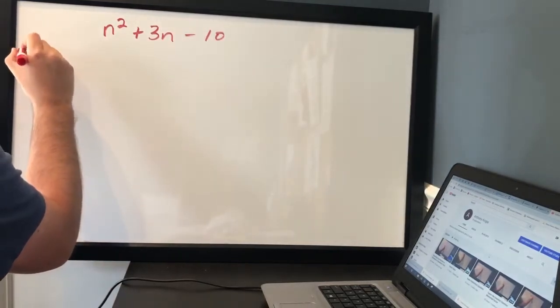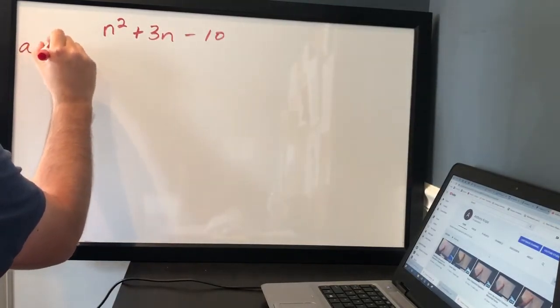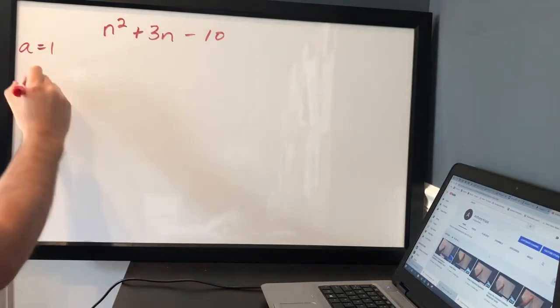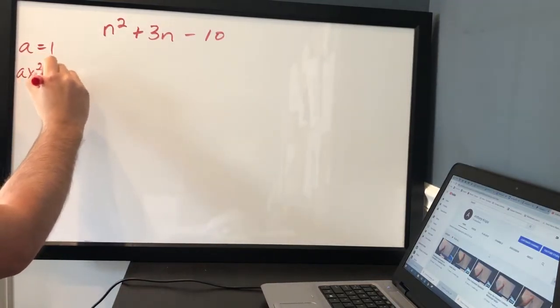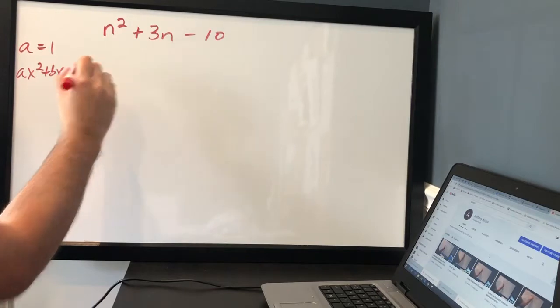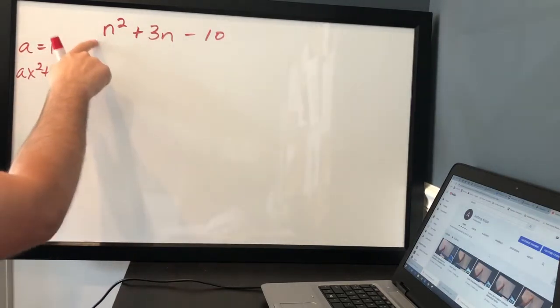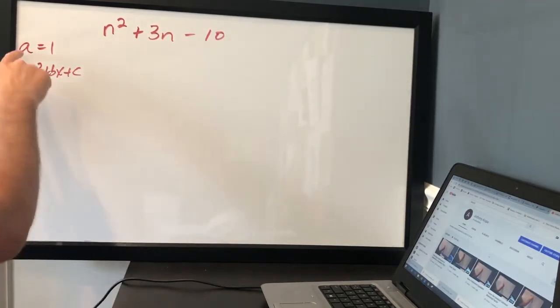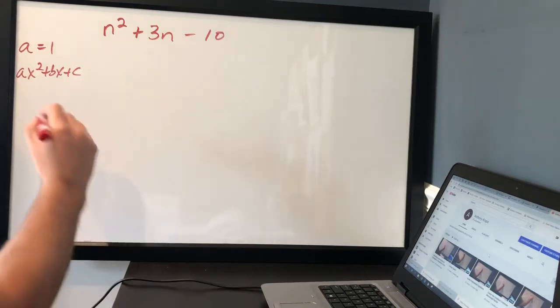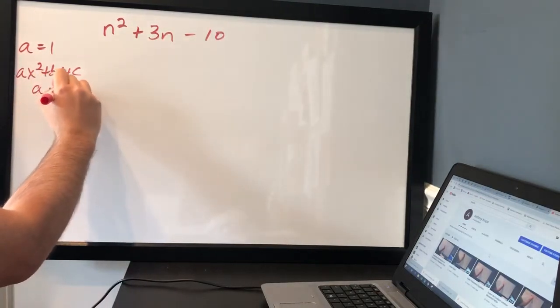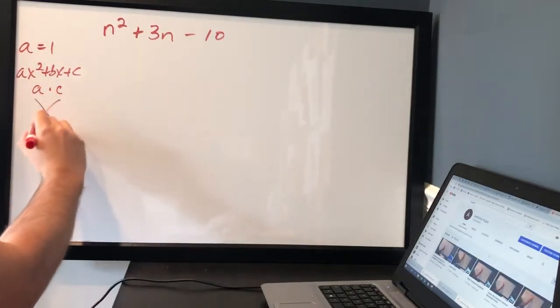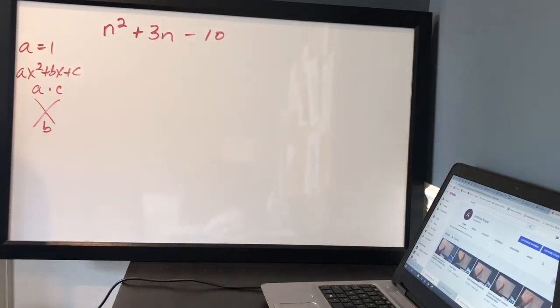You're going to hear a lot of things like "where a is equal to 1," because remember, this is all coming from the form ax squared plus bx plus c. And since there's nothing in front of the n, or you don't see a number, remember a is 1. So what we always do is take a times c and think of the factors that add up to b. So you're looking for the factors of a times c that add up to b.